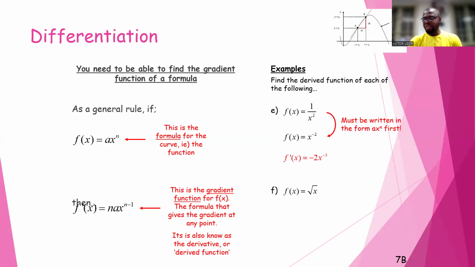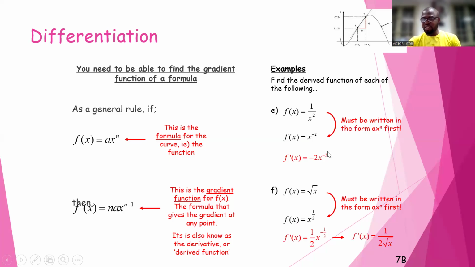Simple. Now, f of x is equal to the square root of x. We all know from the indices that the square root of x is the same thing as x raised to the power half. And that half, you still do the same thing. X raised to the power half, you still do the same thing. Then you multiply it and you get your answer. Very easy to do.